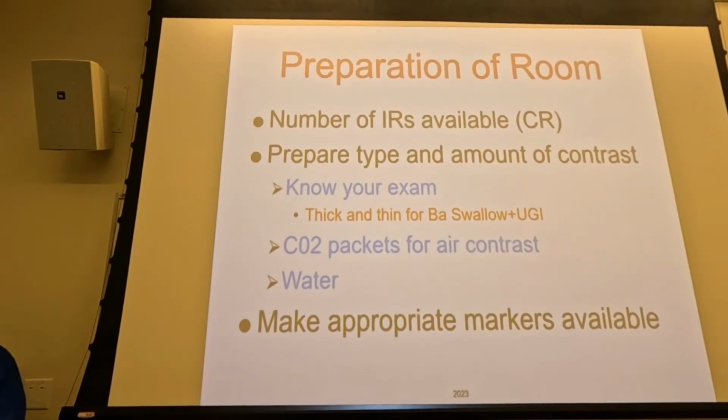Prepare the type of contrast that you're going to use. Know the exam type. For an upper GI, you're going to use a thicker barium. If you're doing a small bowel follow-through, you're probably going to use a thicker barium for the upper GI portion and a thinner one for the small bowel follow-through, all right? So make sure that you know what kind of exam you're doing and have the appropriate contrast.